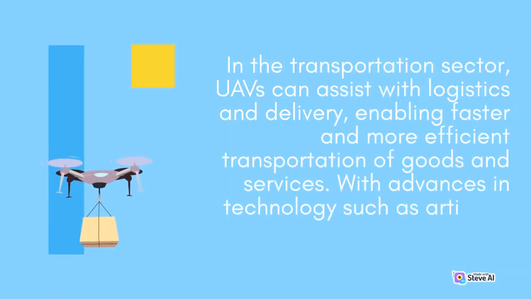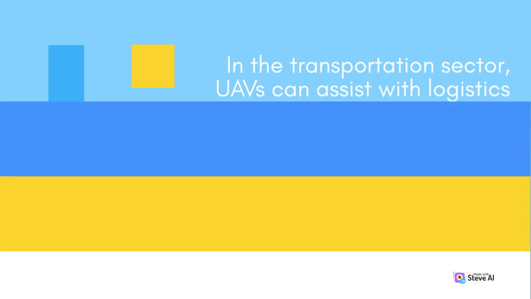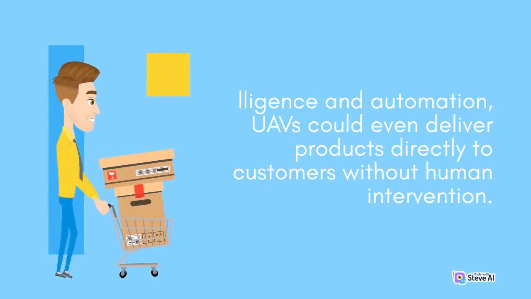In the transportation sector, UAVs can assist with logistics and delivery, enabling faster and more efficient transportation of goods and services. With advances in technology such as artificial intelligence and automation, UAVs could even deliver products directly to customers without human intervention.